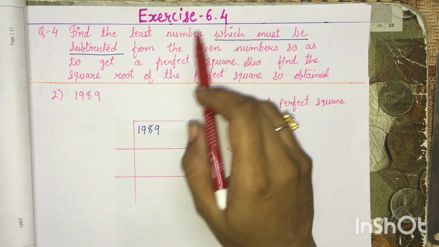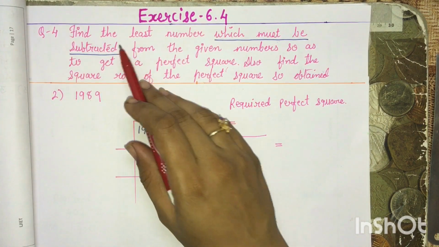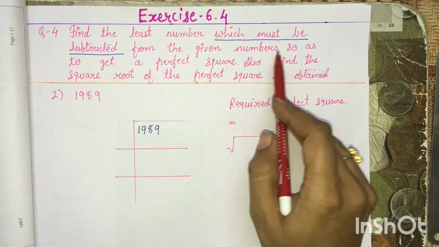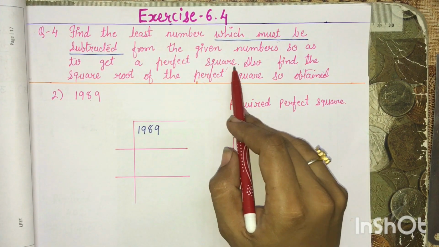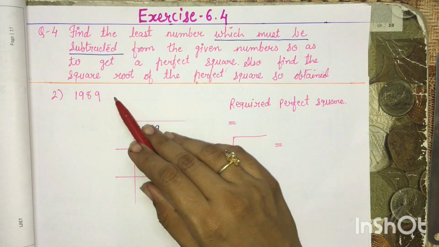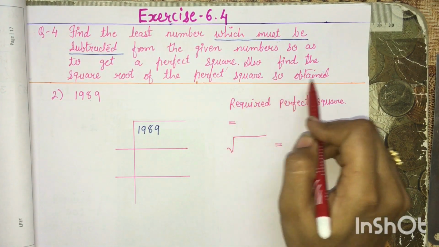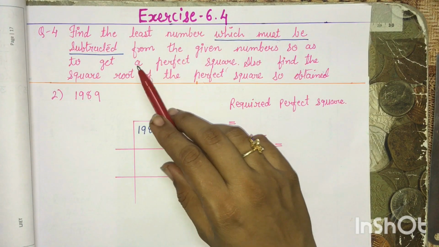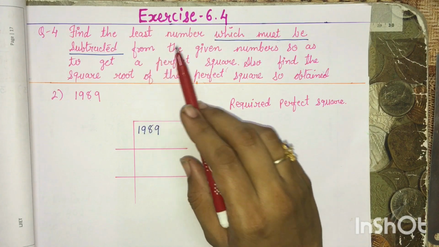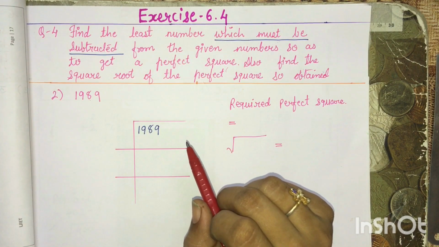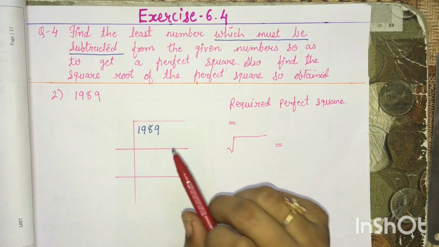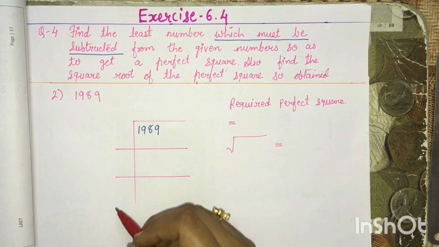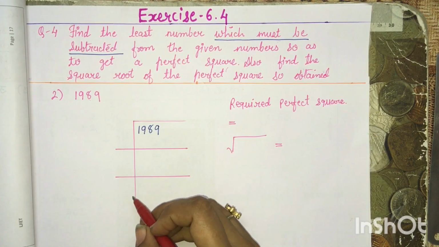Exercise 6.4, question 4. Find the least number which must be subtracted from the given numbers so as to get a perfect square. Also find the square root of the perfect square so obtained. So as I said, here we have to find the number to be subtracted from the given number. So whenever we have to find the number to be subtracted or to be added to the given number, we will use the method of long division to find the number.